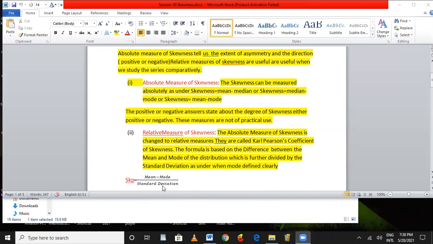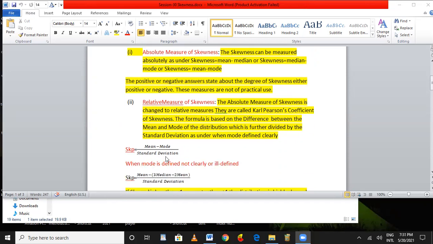In a distribution, if the mode is not defined correctly, if it is ill-defined, there are many circumstances where the mode cannot be determined. When the mode is ill-defined and you calculate on that basis, then the skewness is not correct. If the mode has been defined properly and accurately, with no ambiguity in the calculation of the mode, we can consider mean minus mode over standard deviation.